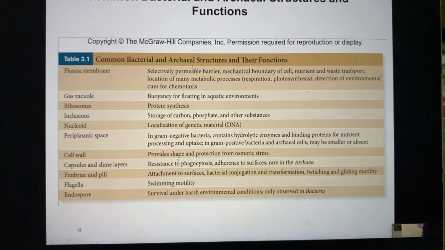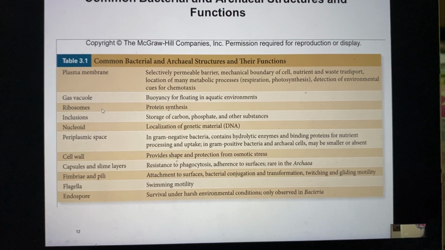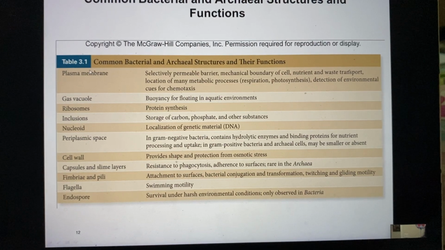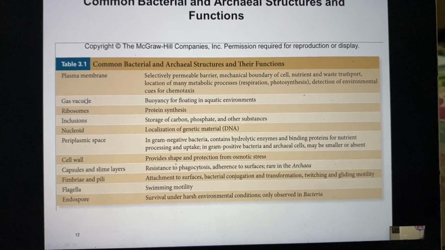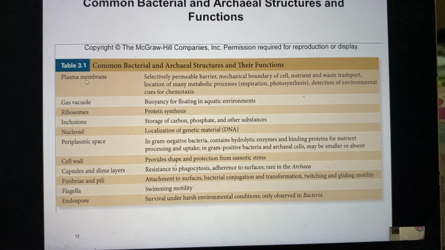I won't run through all of them. I just want you to understand the terminology, to get this terminology set as to what are some of the features and structures that you see in bacteria and archaea.